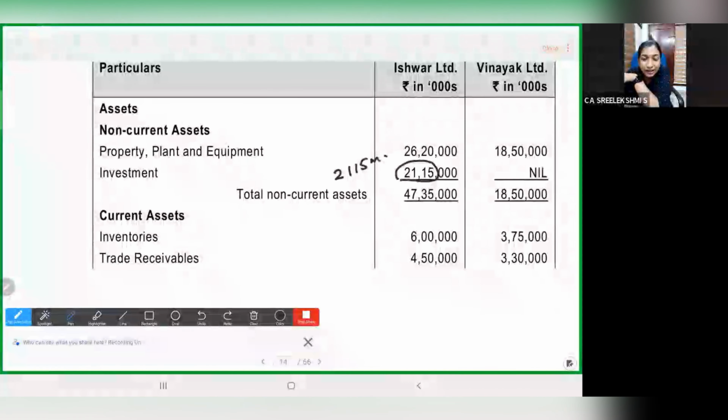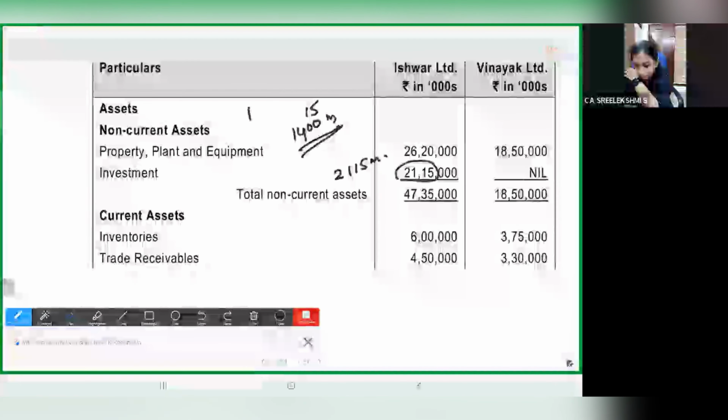But there was information regarding the computation of purchase consideration, and you have calculated that 1,400 million is the purchase consideration, and they have wrongly added 15 million. So what should I do? Should I take 2115 or 1,400? We should take only 1,400.